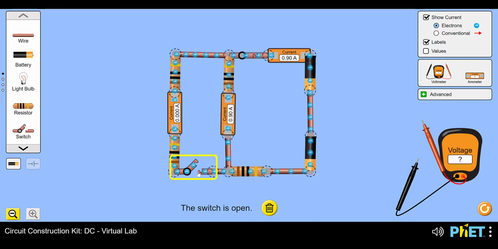If we open the switch, we see that now there's no additional branch and the current flowing through this series circuit is the same everywhere, 0.9 amps.